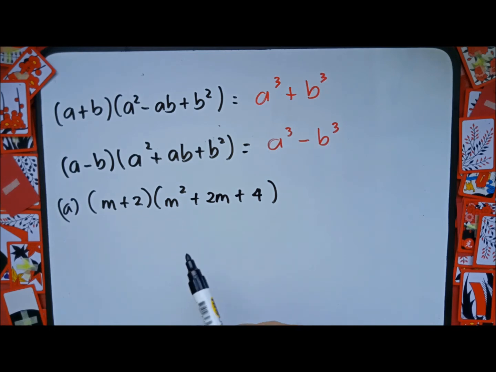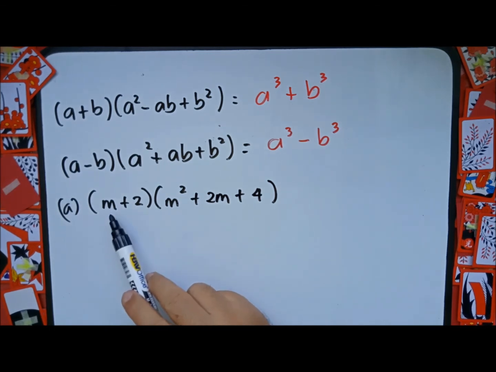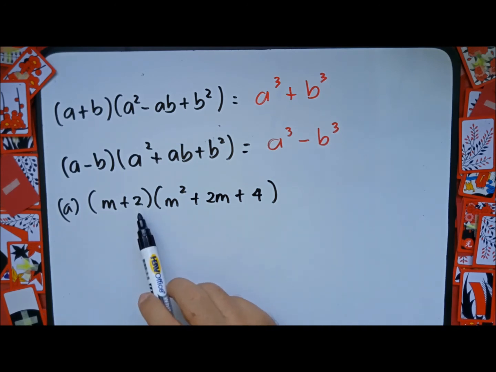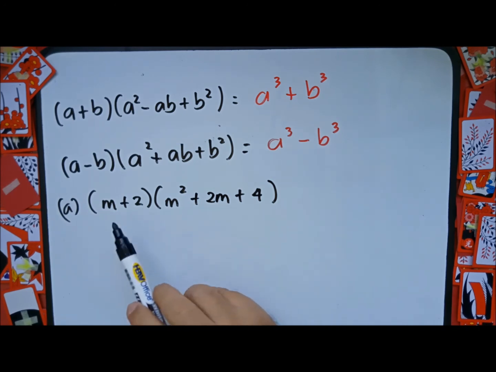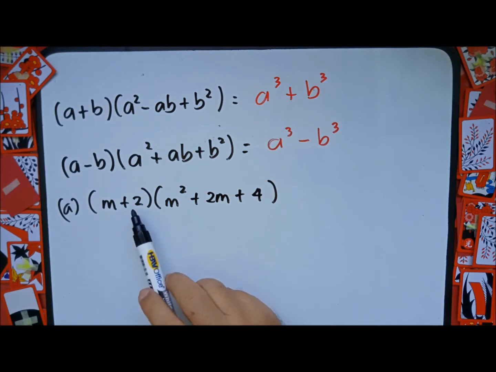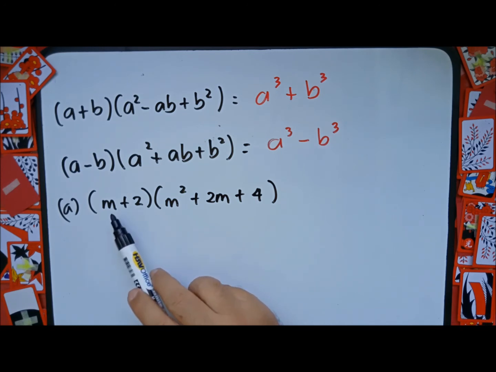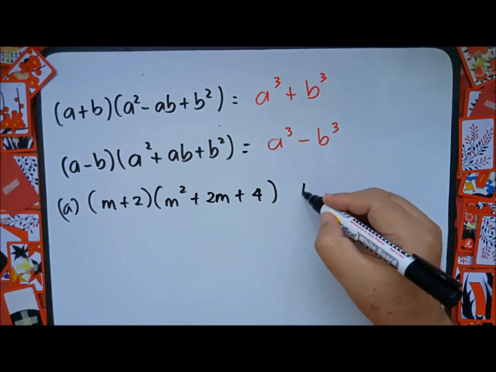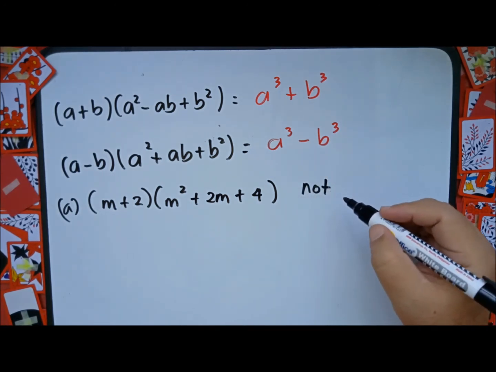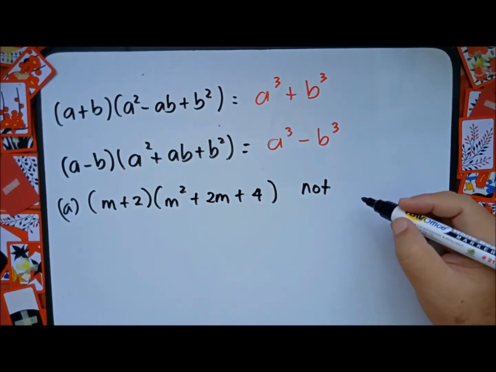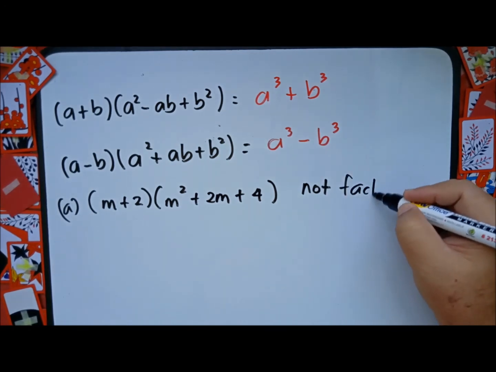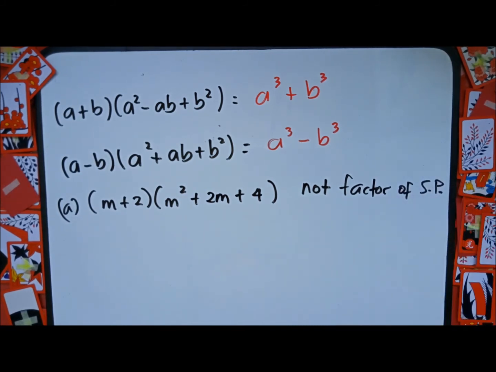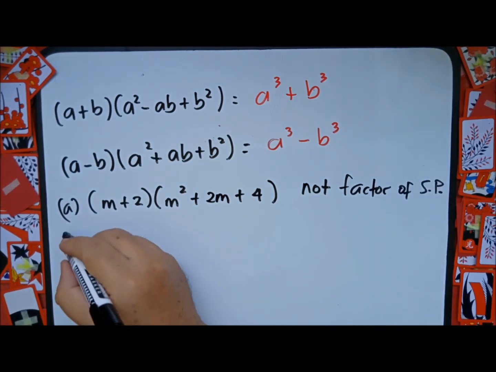Okay, let's check. Is this the square of the first term? Check. Is this the square of the second term? Check. Is this the opposite of the product of m times 2? 2 times m is 2m. Are they opposite? No. So these are not factors of a special product.